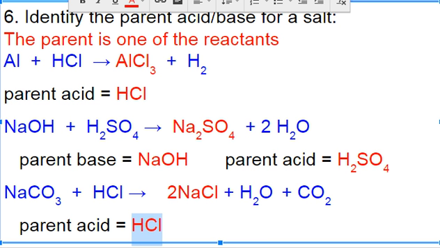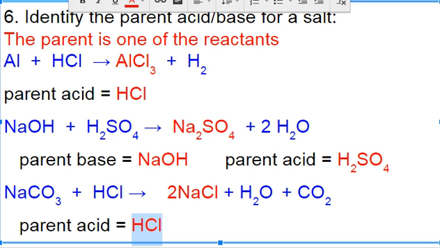Sometimes they don't give you the equation. They will say something like, what would be the parent acid of NaNO3? Well, I know that acids are always hydrogen combined with a nonmetal. So NaNO3, the Na is a metal, so that's not going to be part of the parent acid, but the NO3 would be. So I have to think, what acid has NO3 in it? That would be nitric acid, or HNO3.